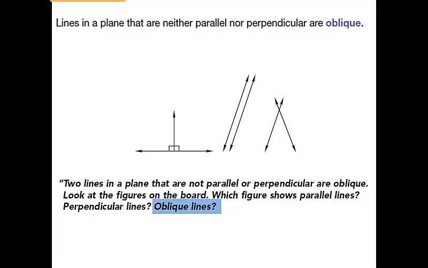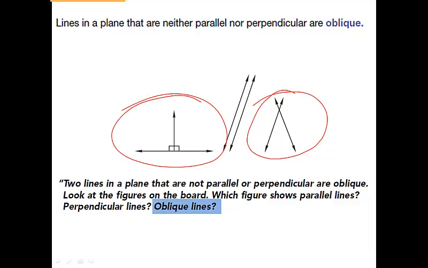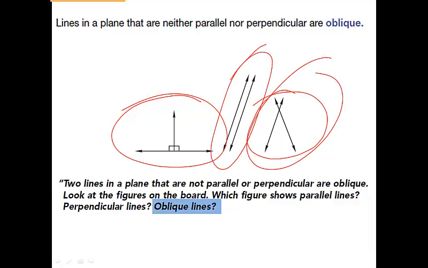Lines in a plane that are neither parallel nor perpendicular are called oblique. This is an example of that. These are going to be our perpendicular lines. Here are our parallel lines, and these ones here are our oblique lines.